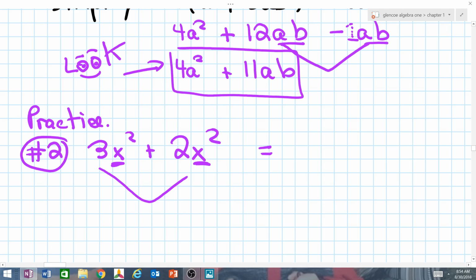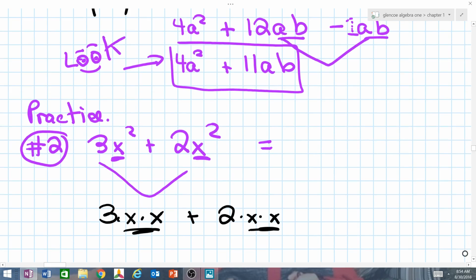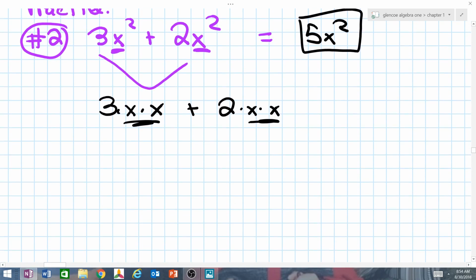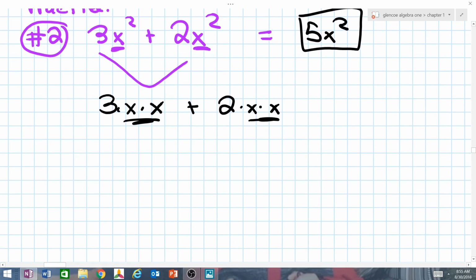I want you to realize that 3x squared is the same thing as saying 3 times x times x, and 2x squared is the same thing as saying 2 times x times x. x squared is x times x. These two are like terms because they have the same last name, and your final answer here would be 5x squared.